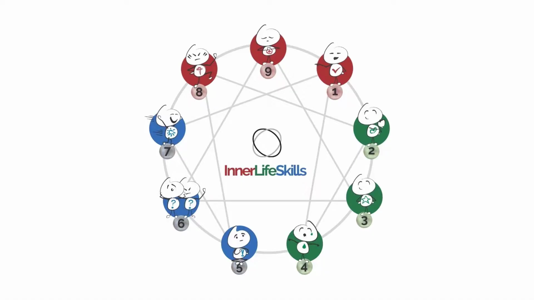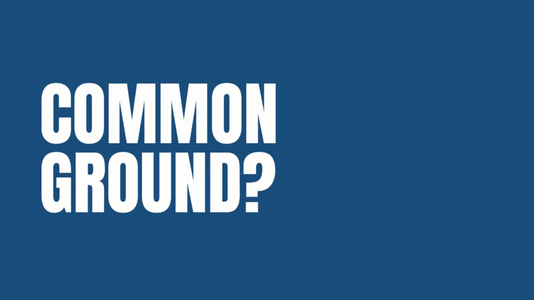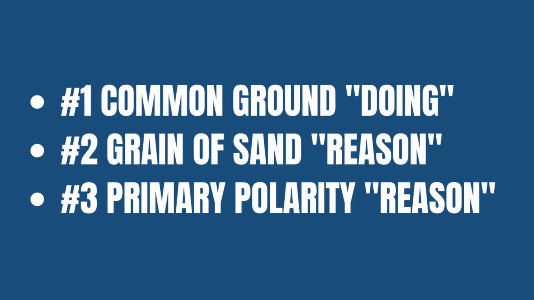So for example, if we're trying to figure out the difference between a 7 and a 6 or a 2 and a 3, plus we have the added complexity that types in the same pearl could also share a wing, so they could be influenced by the types left and right. Start with the common behavior and then look for the grain of sand and the primary polarities that drive the behavior of that Enneagram type.